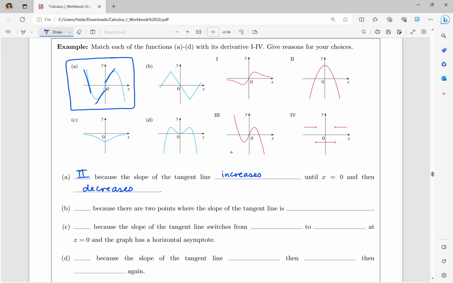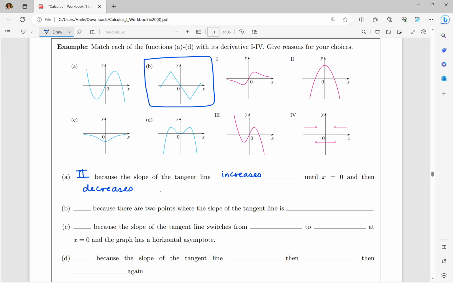Okay, next let's look at B. So that's this graph right here. And B, we notice, has 2 points where, how do we really define a tangent line there? If we look at this point right here, it's so pointy, can we really say that a tangent line has a particular slope at that point? I don't think so. So let's look at our derivative graphs and see if there's something that says we can't define the derivative at those 2 points.